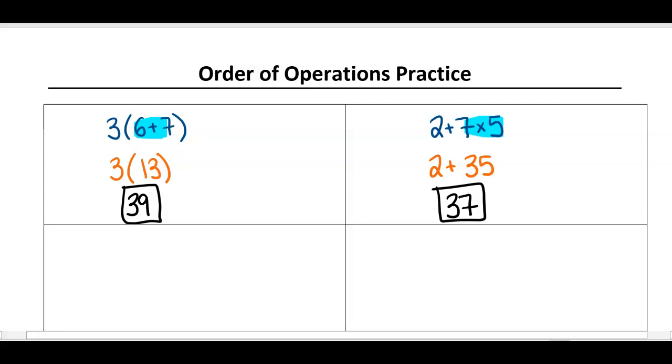In the first problem, 6 plus 7 is 13. You can leave the parentheses here to mean multiplication, because when there's nothing in between, we don't use the X, that means multiplication. Or you could have written it like this. So you did the parentheses first, then you do 3 times whatever was in parentheses. Again, I rewrote that 3 times 6 plus 7, but 6 plus 7 is now 13, and you get 39.